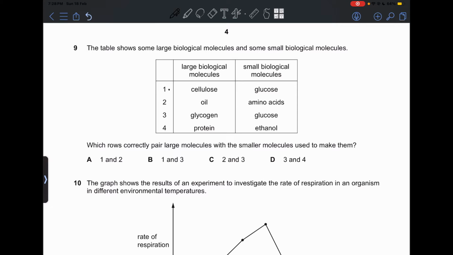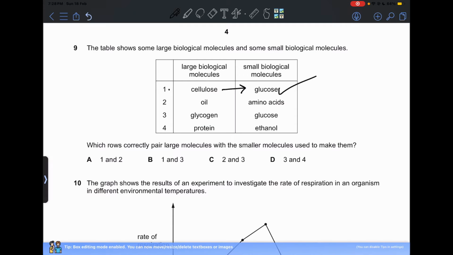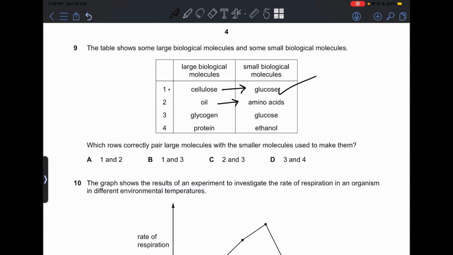So over here in number 1, it says that cellulose is basically made from glucose. This is correct. Number 2 says oil is made from amino acids. This is incorrect. Fats are made from 3 fatty acids and 1 glycerol, so this is incorrect. Glycogen is made from glucose. This is correct. Protein is made from ethanol. This is incorrect. So our answer is going to be B.